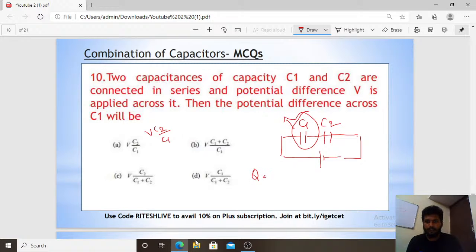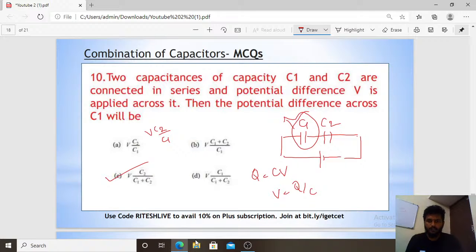So Q is equal to CV, right? So V is equal to Q by C. Yes, good. For C1, V is equal to Q by C. The option number 10th one. Good, C is the right option.